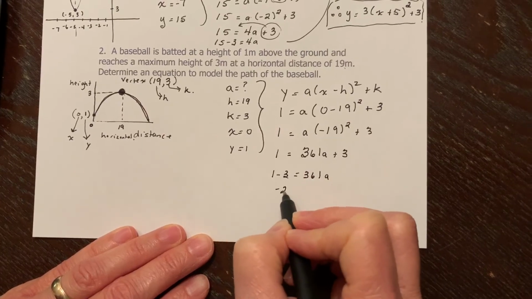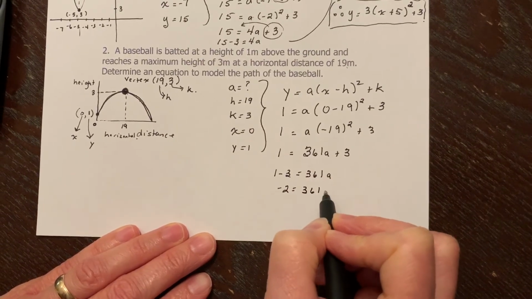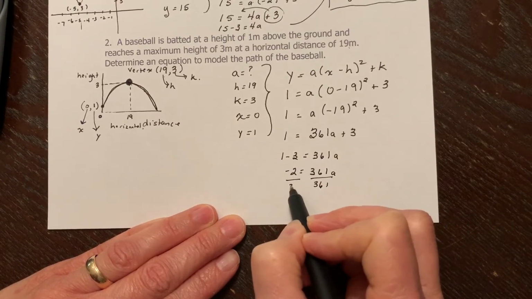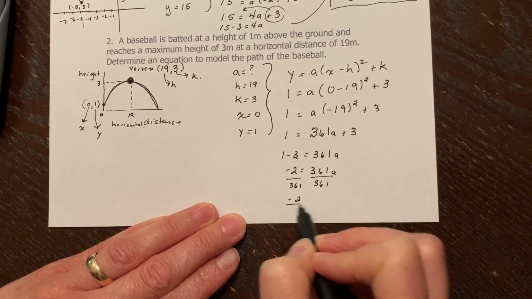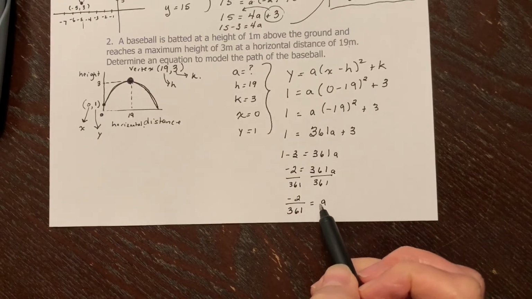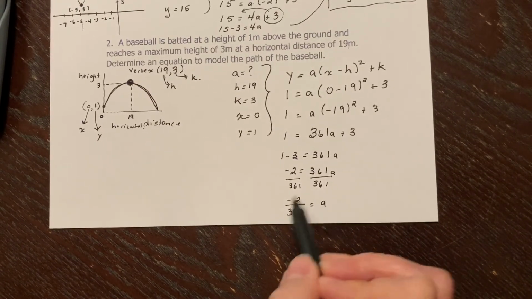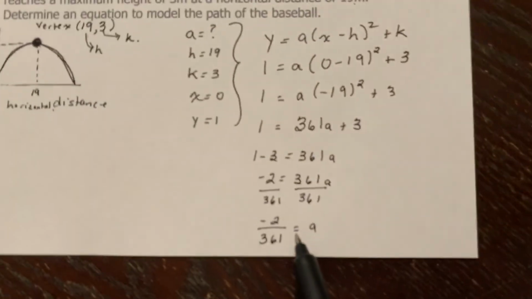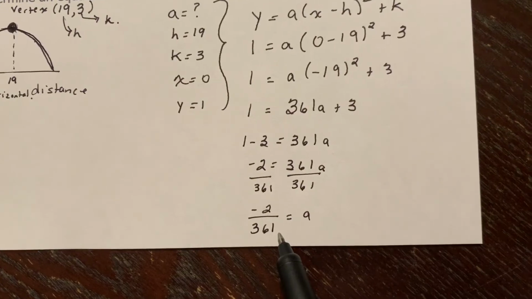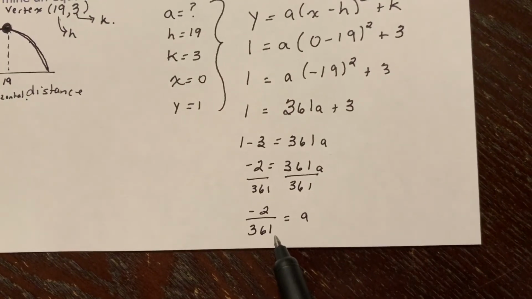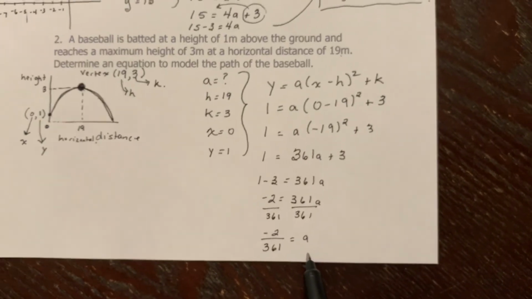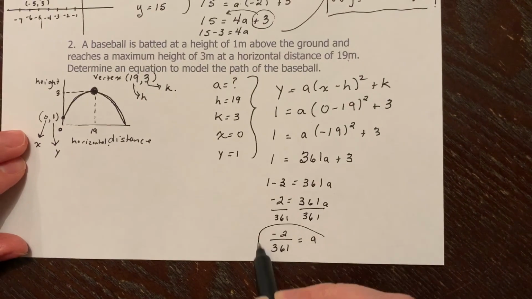Okay, again, I want a by itself, so I'm going to move that over. So I get negative 2 equals 361a, and then I want a by itself, so divide by 361, and I get a fraction, and that's okay. Sometimes people see a number like this and they automatically think they did it wrong. Okay, no, it's right. Don't change it to a decimal. If you change this to a decimal, you're going to end up with some decimal that you're going to have to round. So leave it as a fraction. It's much more accurate. So there's my a value.